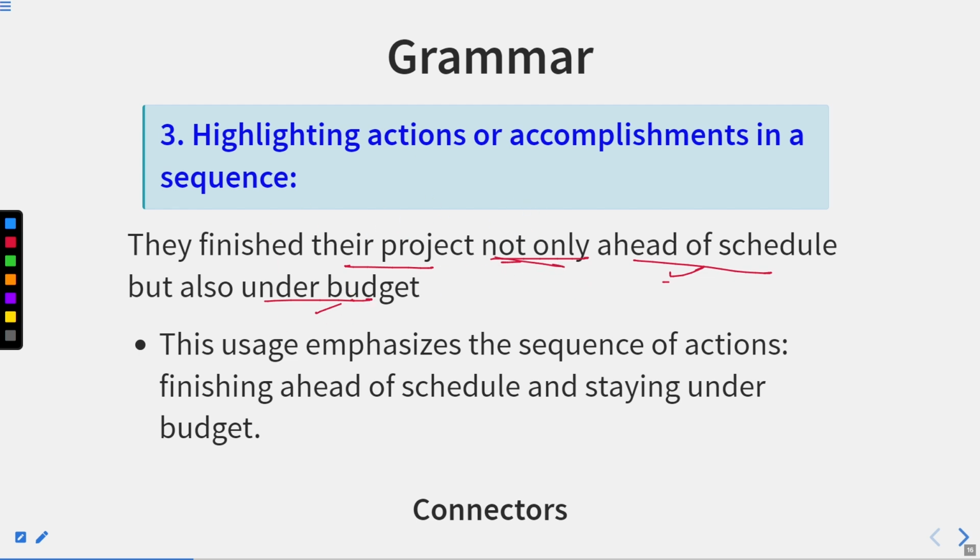Now we are using not only before the first thing that has to be joined with another thing. I cannot say, they finished not only their project ahead of schedule. That will be incorrect, because ahead of schedule is the first thing and under budget is the second thing which has to be joined together. This usage emphasizes the sequence of actions, that is finishing ahead of schedule and staying under budget. So these are the two things that are to be kept together.